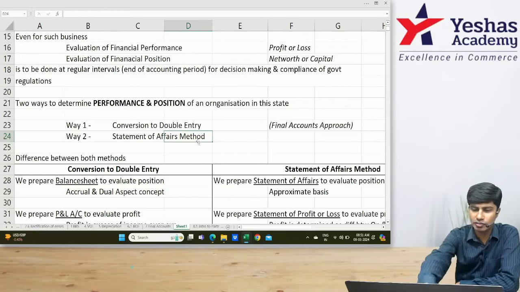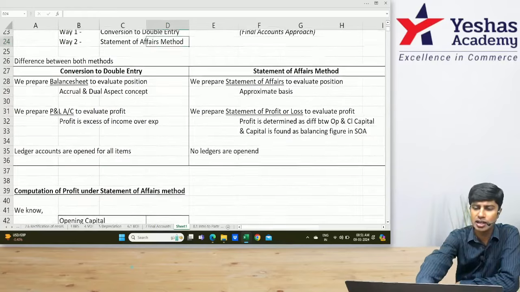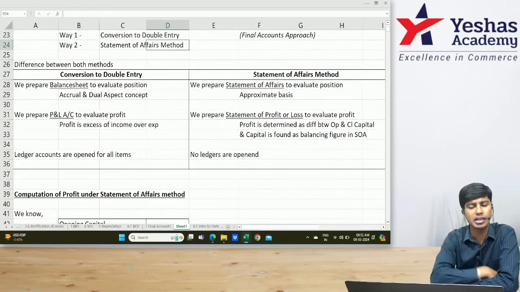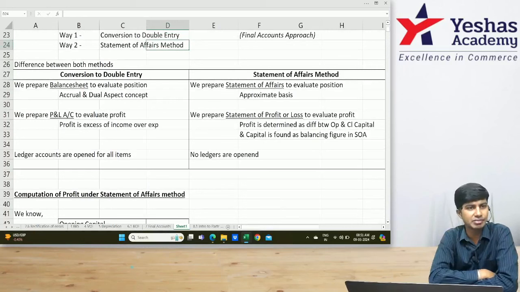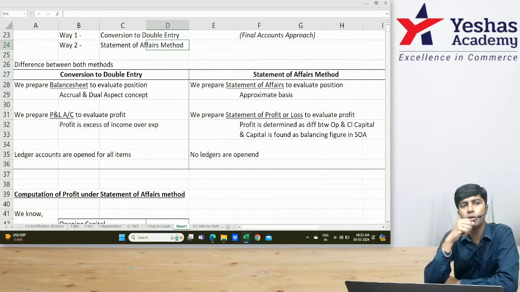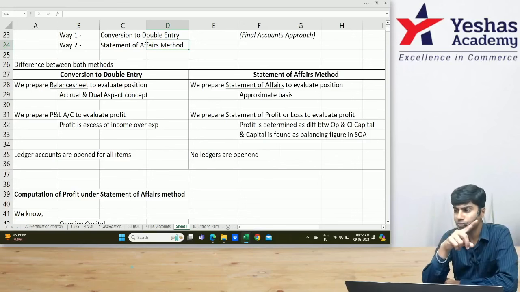Got that? So then we have a little bit of difference between single entry and double entry. This you can read slightly later. You can copy also slightly later. So can I tell you how to compute profit? We'll first do the statement of affairs method. What method are we going to do now? And then we'll do conversion of single entry to double entry. So far everyone's clear? Pakka?